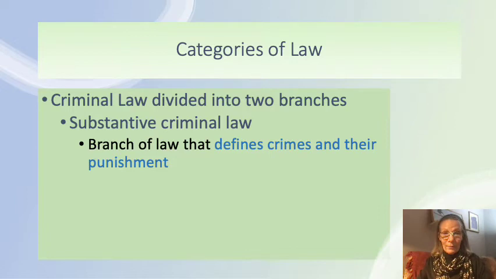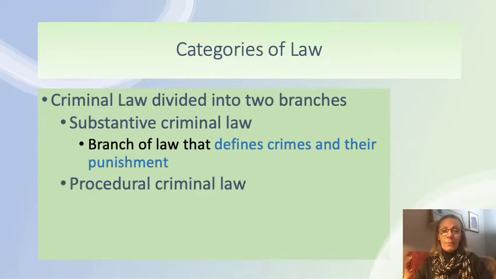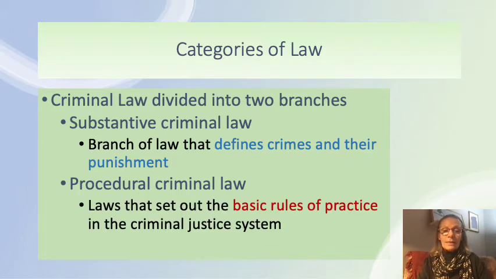It defines what the crime is, and then it tells us what the punishment will be for engaging in that criminal act. Procedural criminal law are the laws that set out the basic rules of practice in the criminal justice system. And so, when we think about the criminal justice process that we learned about earlier this semester, a lot of that has to do with procedural criminal law. So for example, when a person is charged with a crime, they must be brought into the court and they must be told what crime they're being charged with. They are arraigned.